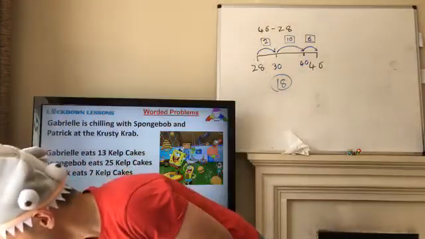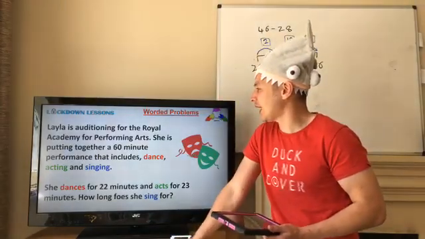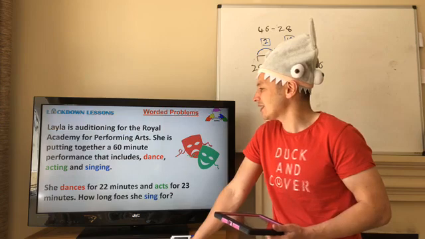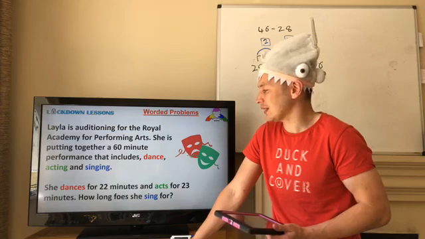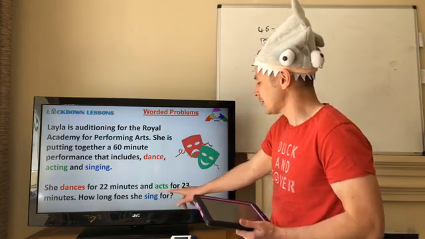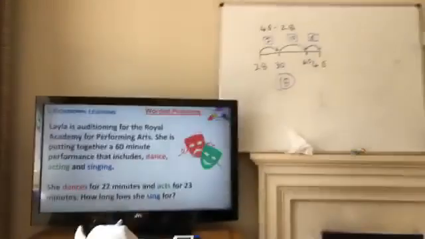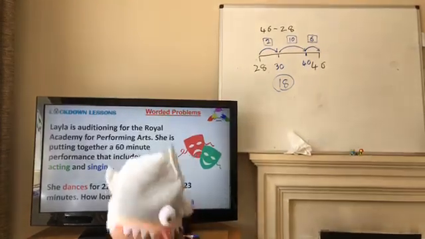Right, last question. This is the toughest one. Okay, Layla, who is very much into her dance and acting, and also won the bingo, is auditioning for the Royal Academy for Performing Arts. She is putting together a 60-minute performance that includes dance, acting and singing. She dances for 22 minutes and acts for 23 minutes. How long does she sing for?